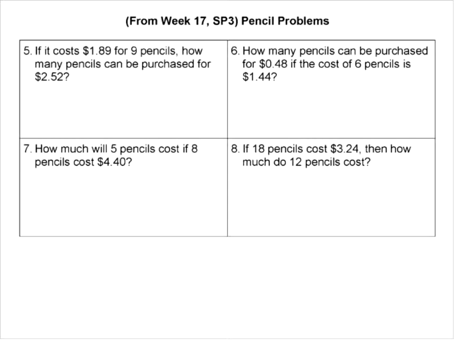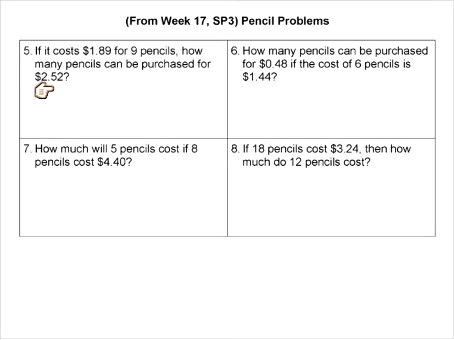Okay, so I'm looking at this, say for example, number 5. We're given that the cost is 9 pencils for $1.89. And then now we're asking the students, how many pencils can they buy with $2.52. Okay, I'm going to guide you a little bit here. Look at, it's $1.89 for 9 pencils, and now the amount is $2.52. Does everybody see what I'm trying to get at?